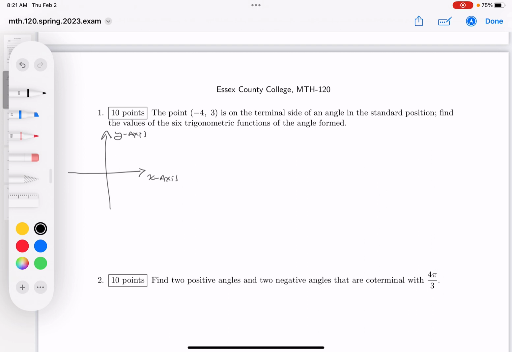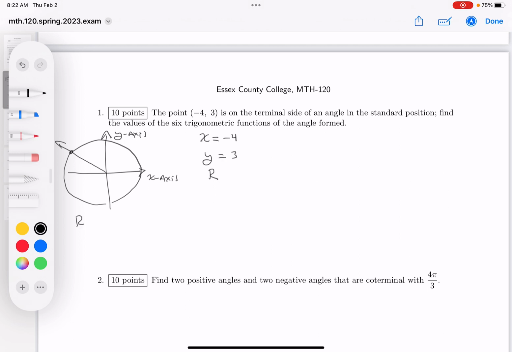And the point minus 4, 3, I'm going to say probably over here somewhere. All right, minus 4, and then 3 up. And I'm going to put a ray here, like this. If you want, you can draw the circle in. Not a great job drawing a circle, but that's my circle. The x equals minus 4. The y equals 3. And the r, let's go through that.